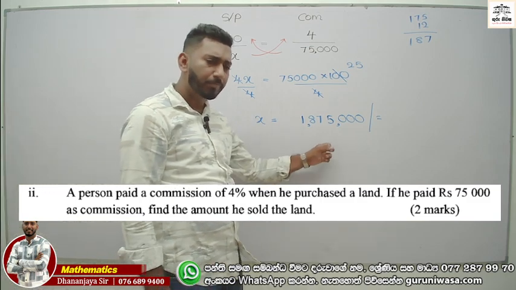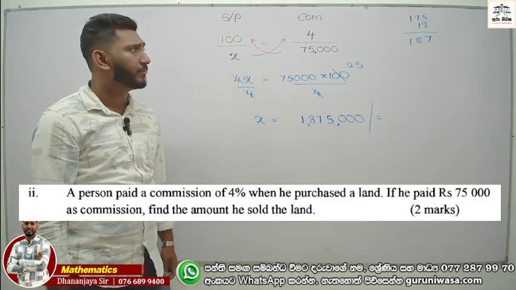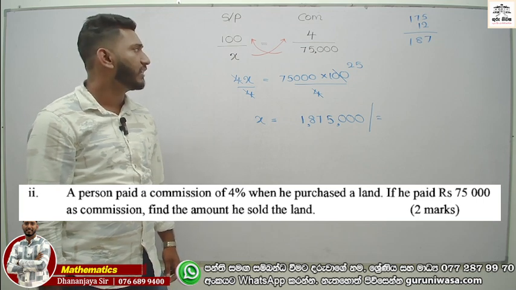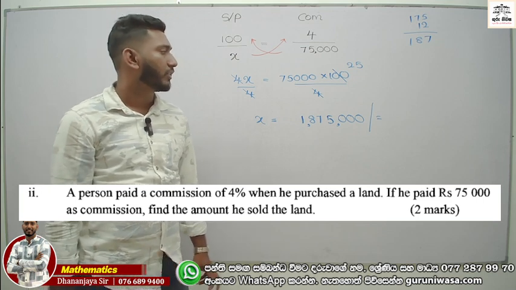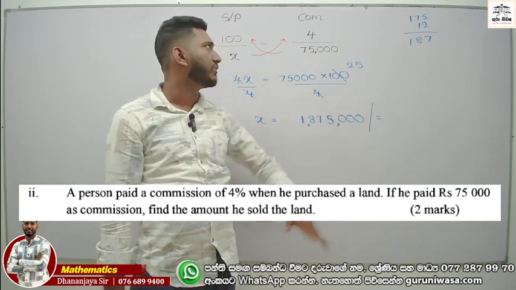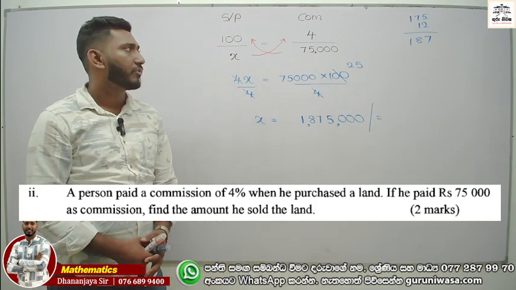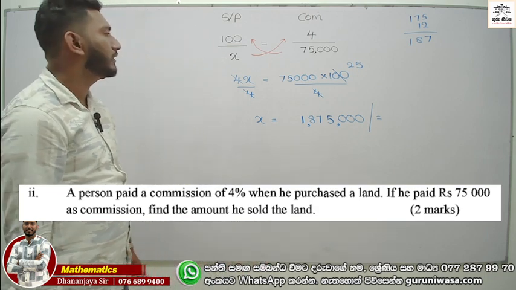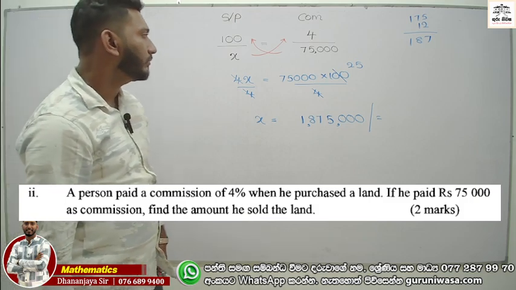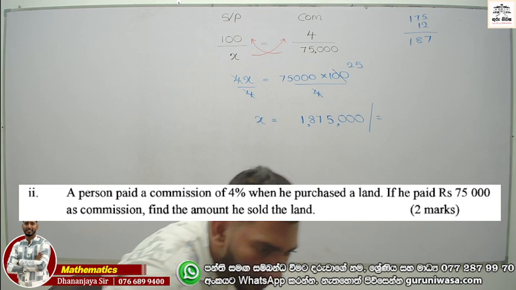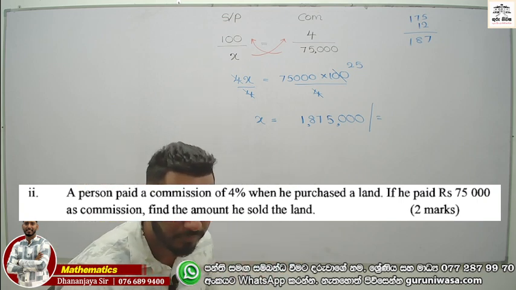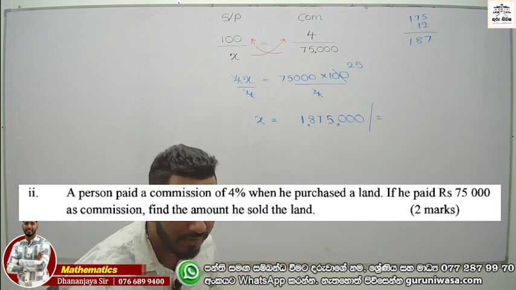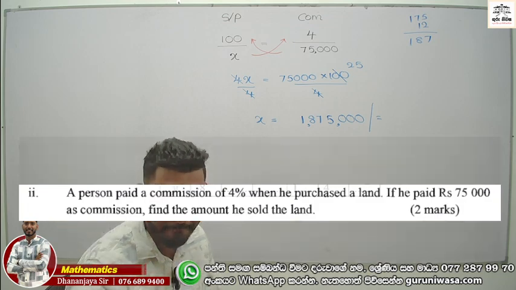This is the amount of the land, the selling price of the land, making 75,000 as a commission to the broker. Yeah, well done. You got the answer.